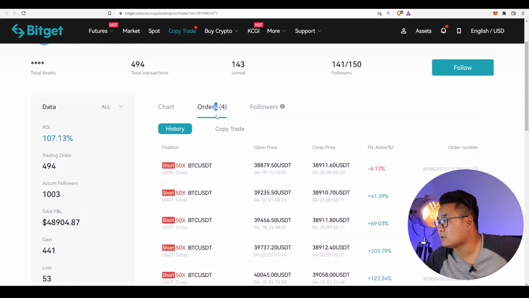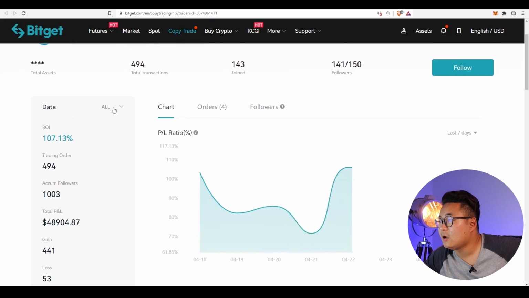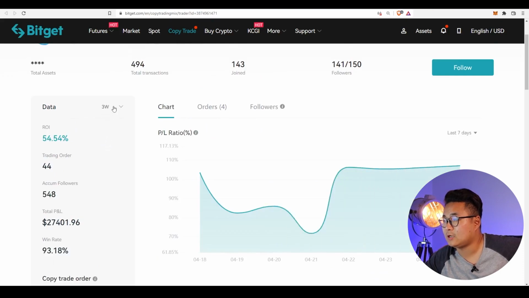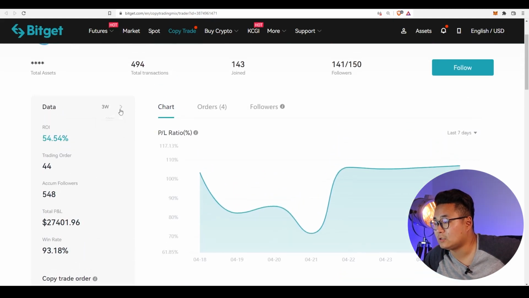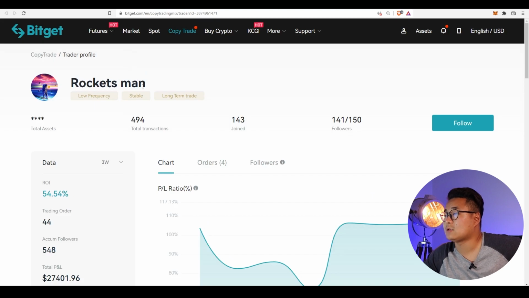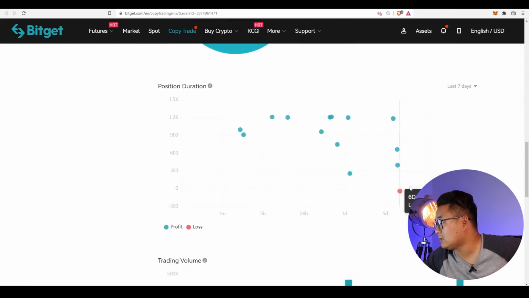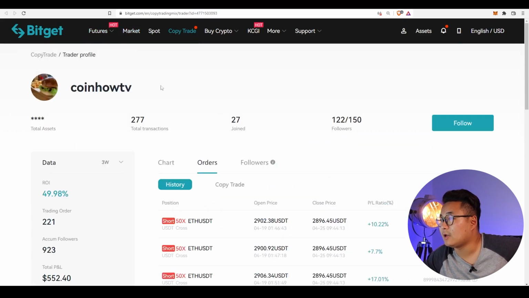Yep, he is. He's on 50x leverages, and he is making them trades. ROI overall is 100%. In the last 3 weeks, he's made 54%, which is very exciting to see. Win rate is 93%. He looks more like a human being. There you have it, our Rocketsman. He's a low frequency, stable, long-term trade kind of guy. That was evident to see, although his trades are actually still pretty short term. 5 days is the maximum he's ever held anything. So yeah, that's really interesting.